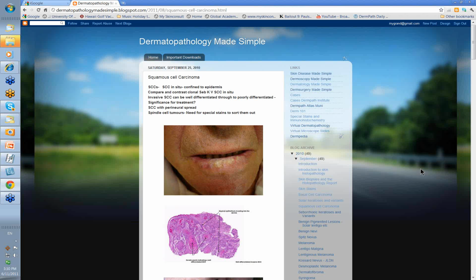What we're going to do is have a little look at some clinical images of SCCs and the corresponding histopathological picture. But we might do it in this particular fashion.